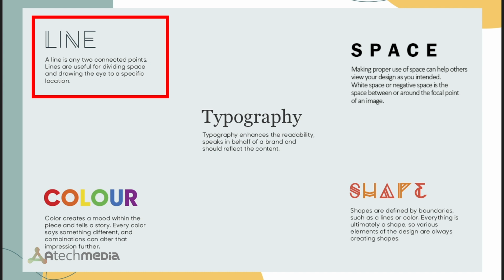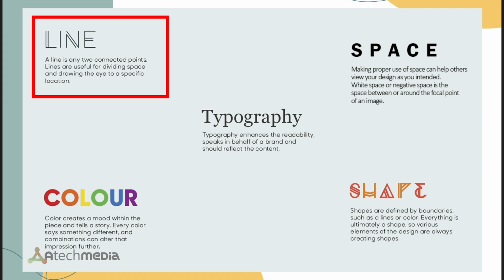So let's go by the first one. We have line. A line is any 2 connected points. Lines are useful for dividing space and drawing the eye to a specific location. There is no graphical work where you won't find a line. At least you'll find a line. So I'll move to the next one, in no particular order.